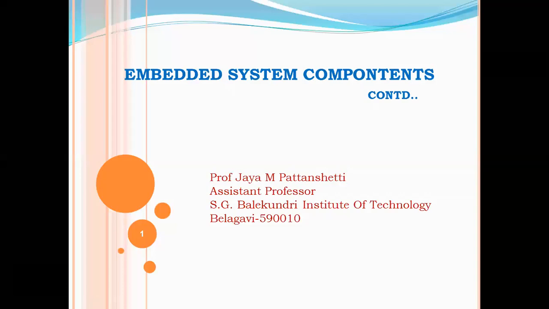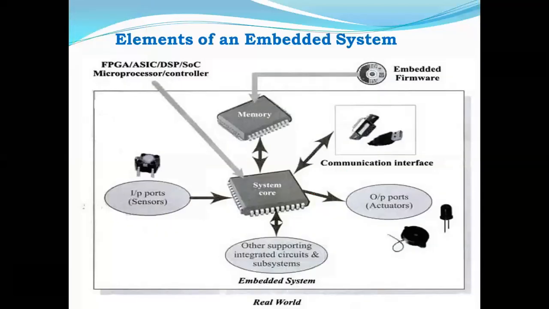In the second part, in the third module, what we will be discussing here are the elements of the embedded system. To design an embedded system, what components do we require? You can see on this screen, you have a core. Core is nothing but a processor. Also you require a memory, and then you require IO input ports, that is sensors, and output ports, that is actuators, and other integrated circuits and subsystems.